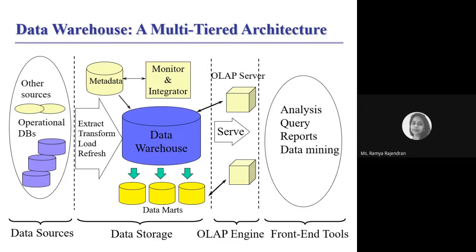Okay, and then we'll have the online analytical processing server. We have discussed that, right? And then on top of that, we'll be able to do some analysis, querying, reporting, and data mining on this data warehouse. Okay, so we'll have front end tools here to do this, and we'll have an OLAP engine, and then we have the data storage and data source. So these are the four tiers of this multi-tiered architecture for a data warehouse. Okay, this is very, very important. You should definitely know this.